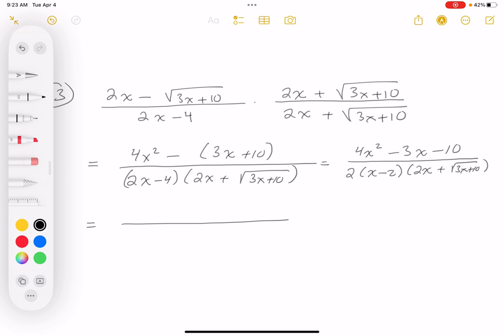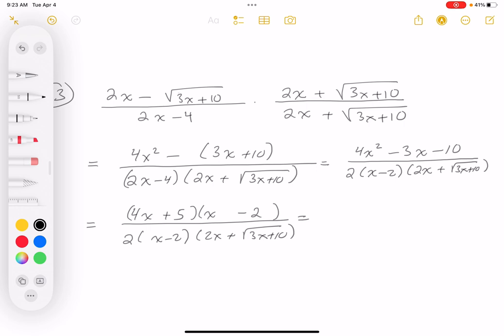I'm seeing what I think I'm seeing. I'm seeing 4x squared, and I'm going to try to factor that quadratic. Looks like x minus 2 and 4x plus 5. Let me see if that works out. I do get 4x squared. I get minus 8x plus 5x, which is minus 3x. Yeah, it works beautifully. What do you get there? 2, x minus 2, and then you get 2x plus the root of 3x plus 10.